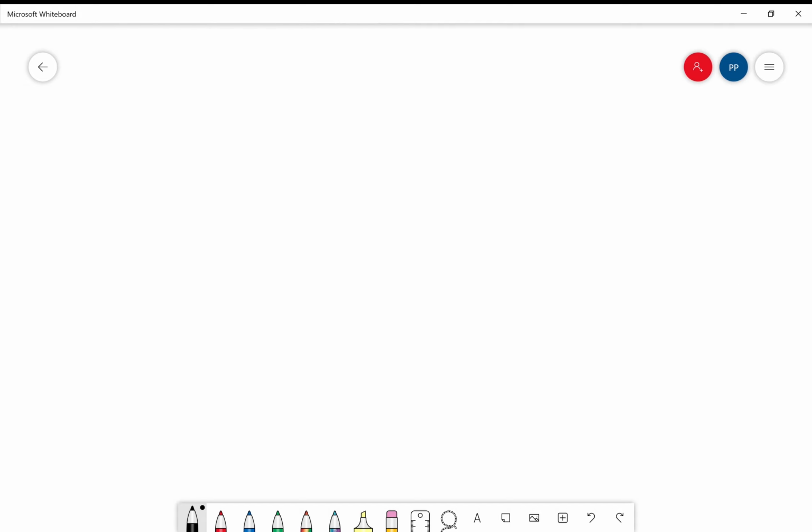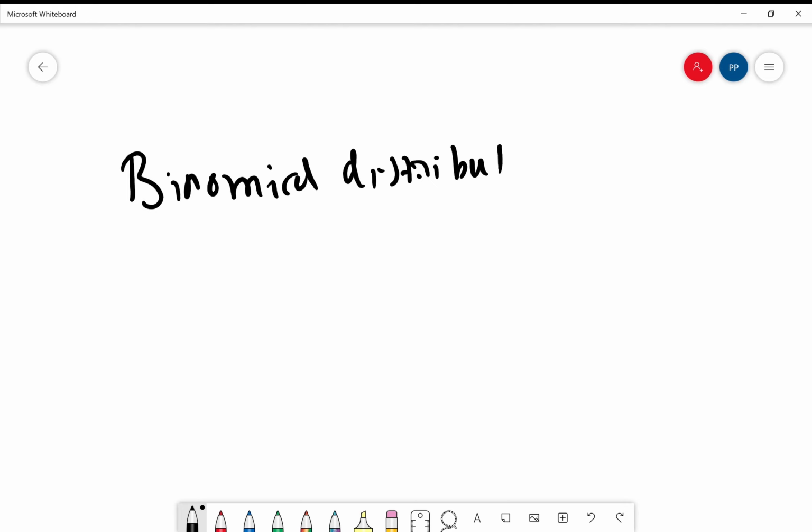Next is binomial distribution. So in a binomial distribution, it is a particular case of discrete probability distribution, and the distribution is like this.